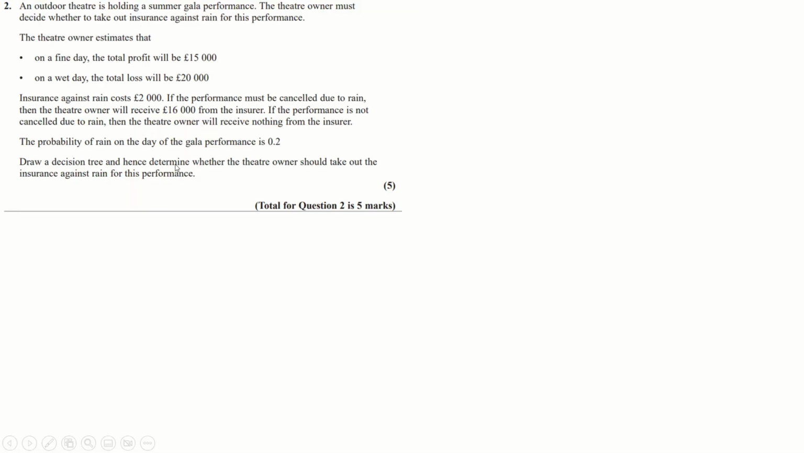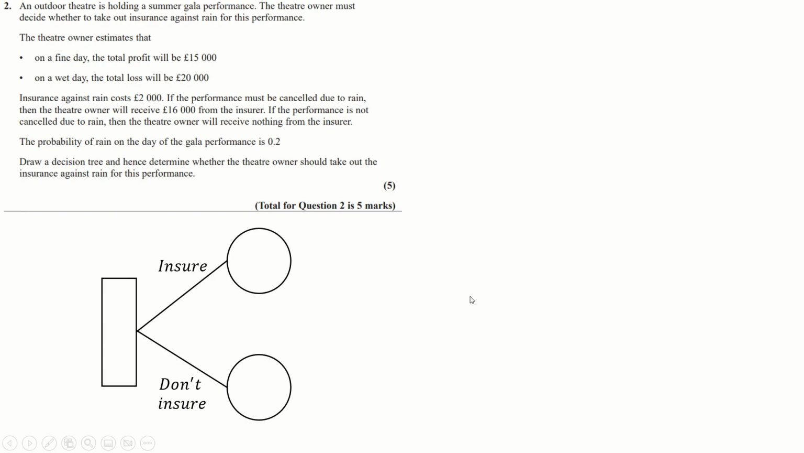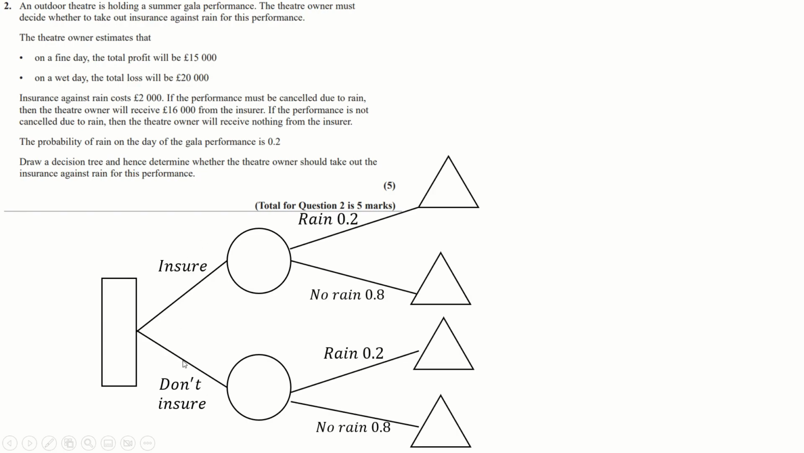So this is a decision tree then. We just start with a rectangle, then circles, then triangles. The choice is whether to insure or not to insure. That's the first bit. And then the probability bit is rain or not rain. So that all goes in there. And then we just need to read carefully what the numbers say.